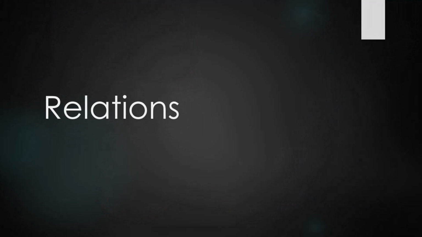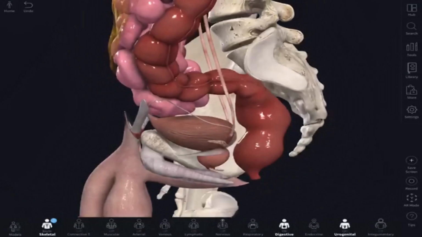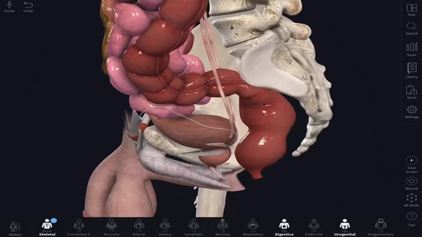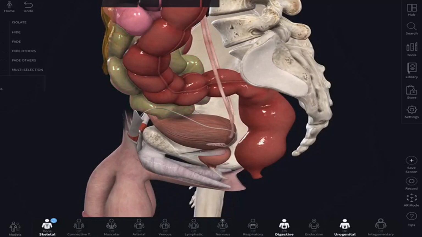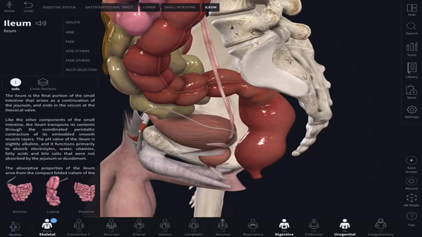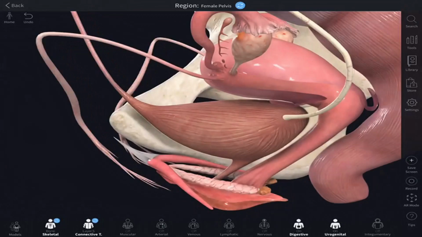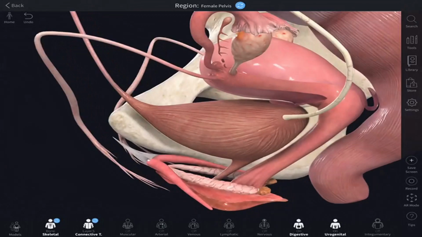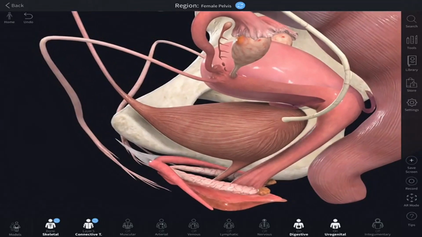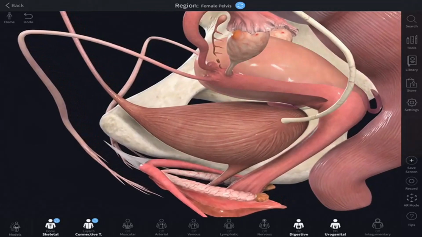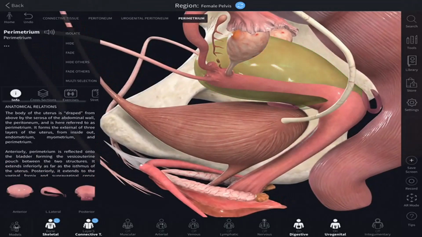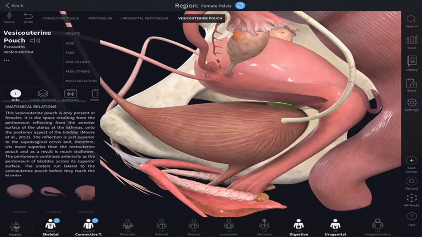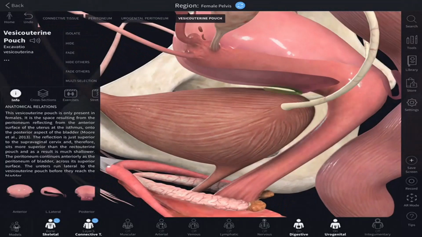Relations of urinary bladder. The superior surface in male is related to coils of ileum and sigmoid colon, while in females, the superior surface is covered by peritoneum, except its posterior part. It's related to the uterus, which is separated from it by the uterovesical pouch. The highlighted part is the uterovesical pouch.